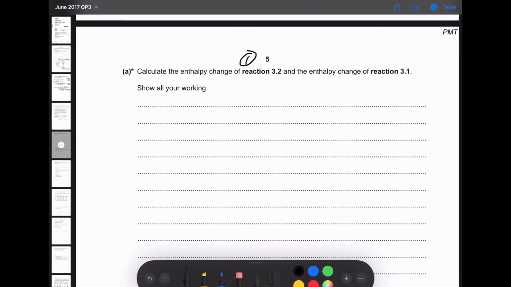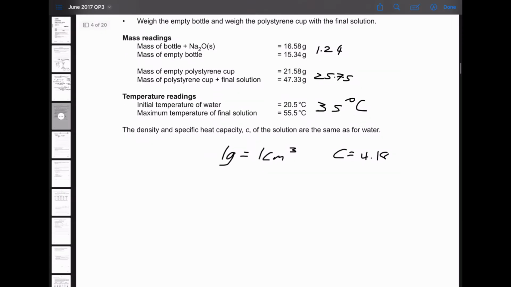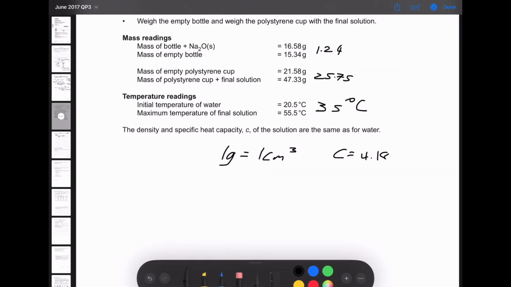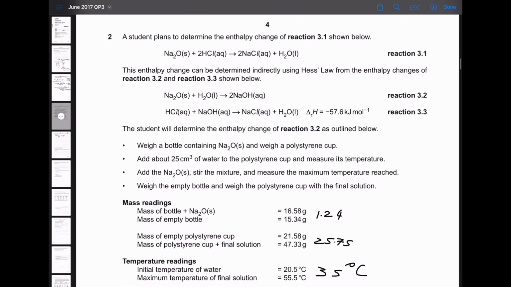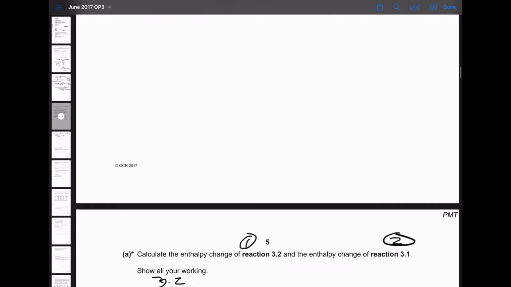We have to do reaction 3.2 first, because I don't know if you realised, in the question it says you need to work out 3.1 with a Hess cycle. So 3.2, we're going to do it the old-fashioned way. Q is equal to mc delta theta. All that means is our change in energy is equal to our mass times our specific heat capacity times our change in temperature. So Q is equal to our mass. We're going to do our mass of our solution. We are not going to do 1.24. We are going to do our mass of our solution, because our solution is this bit here, and that's what we're measuring the enthalpy on. So 25.75.